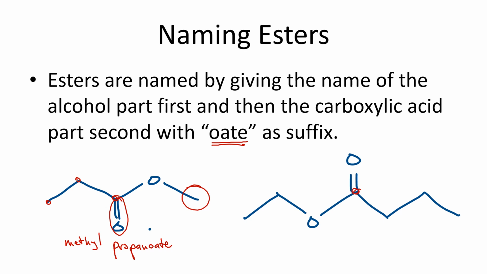This one here, you see the carbonyl group is on here, so that's going to be carbon number 1, 2, 3, 4. So this is a butanoate. And we have an ethyl group on the oxygen here.